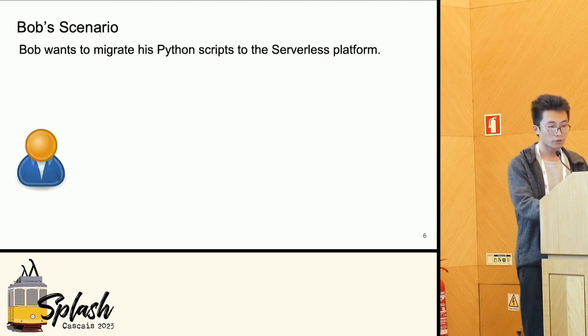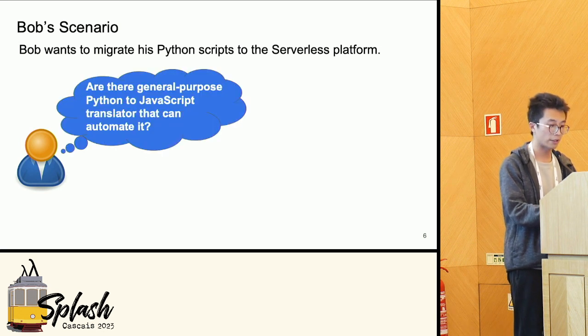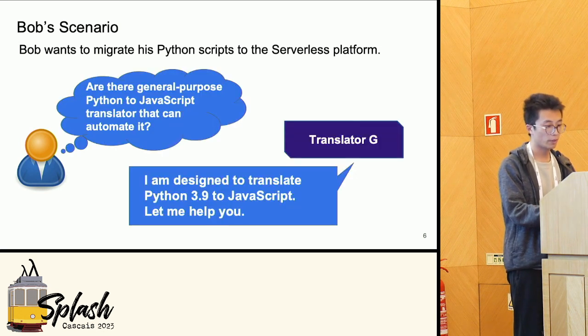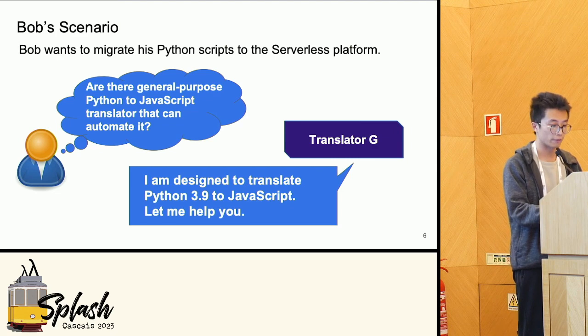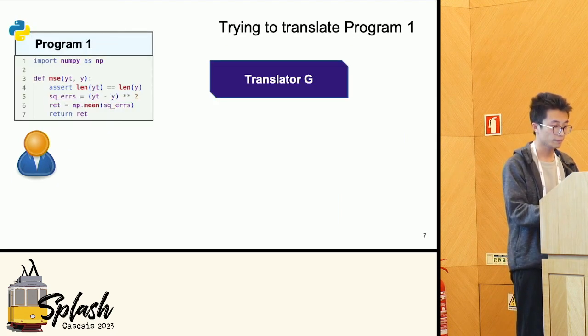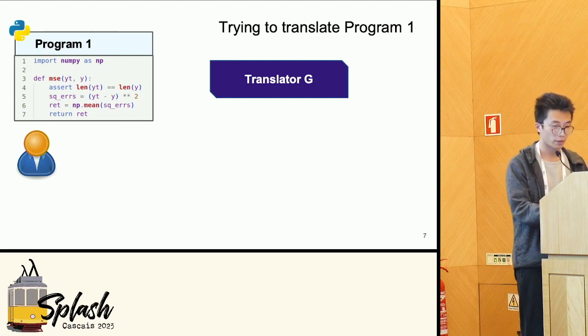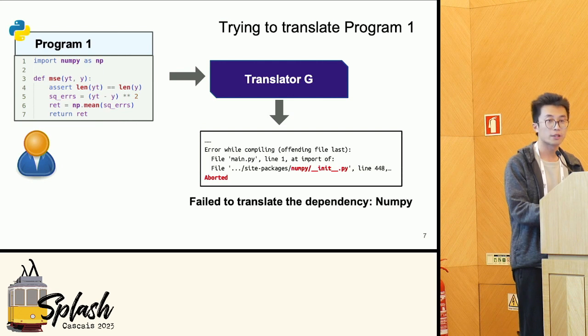So Bob wants to find automatic code translators to help him instead of doing the translation manually. He found a popular Python to JavaScript code translator on GitHub, which claims to support Python 3.9 to JavaScript code conversion, and we call it translator G for convenience. Bob first tried to use translator G to translate program 1. However, the translation aborted with an error message. It failed to translate the third-party dependency library NumPy.